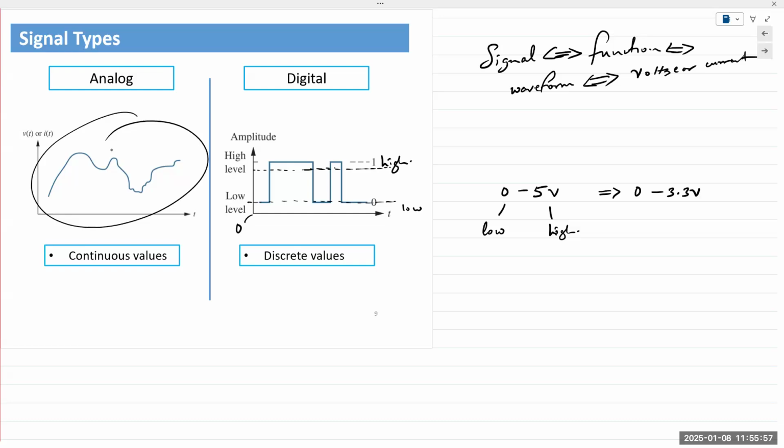In between is not allowed, so it's null. The system wouldn't know what to do. But typically, that's not usually a problem, right? Circuit designers make sure that the voltage levels would be either high or low, depending on the application. Yes.